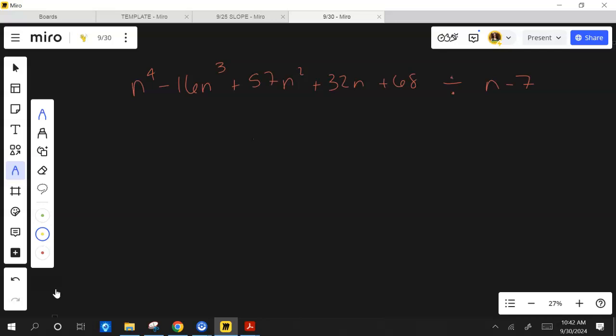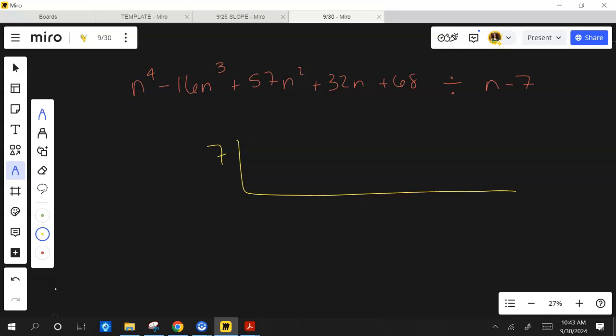Grayson, do you need a placeholder? 4, 3, 2, 1, constant. I'm good. What number goes outside the upside down division? Positive 7, right?